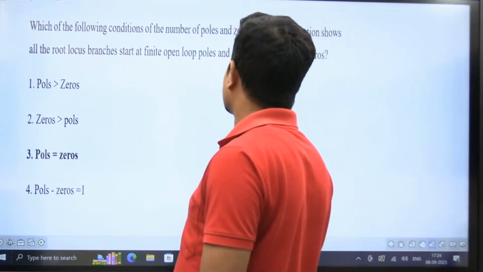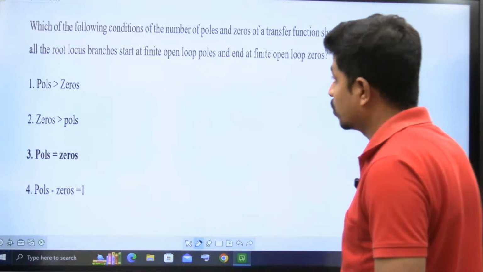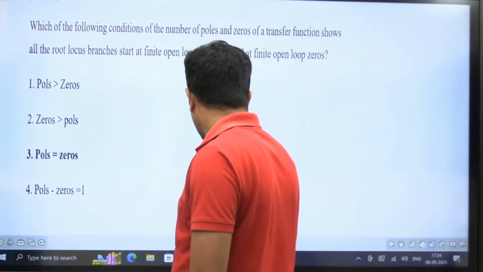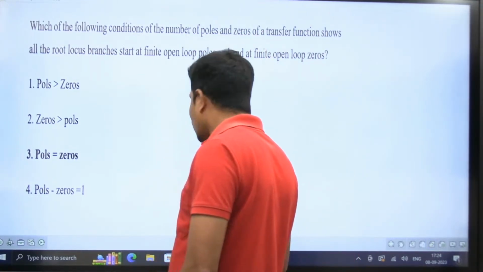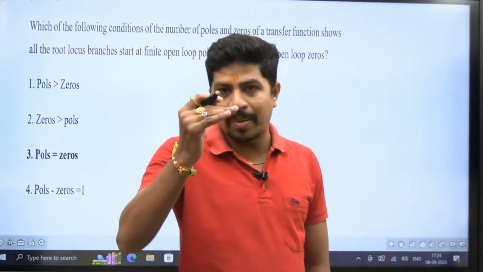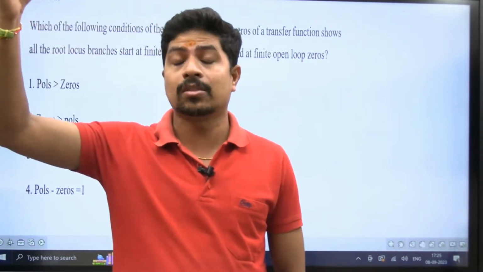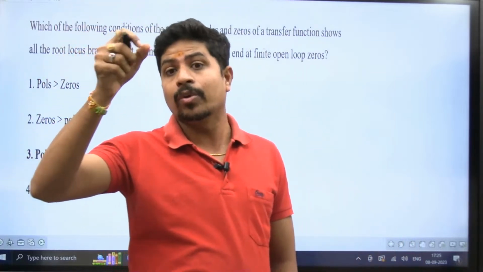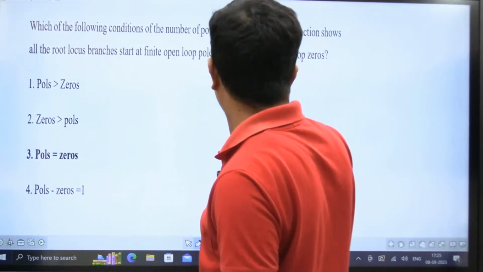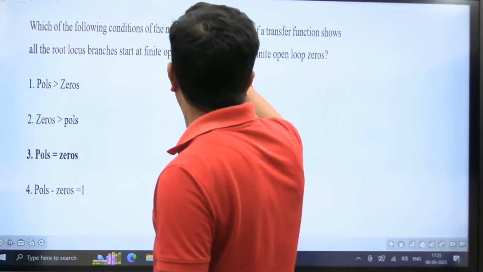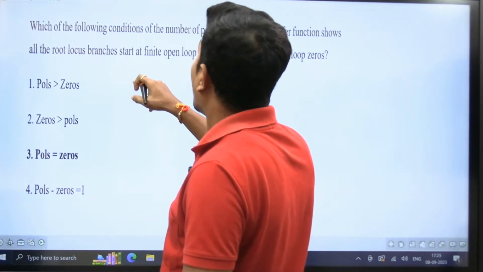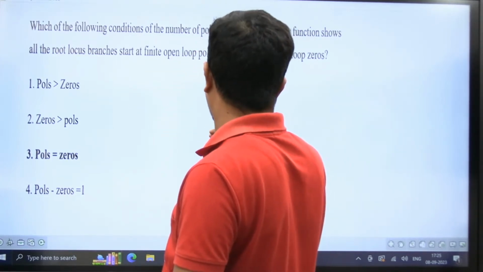Which of the following conditions of the number of poles and zeros of a transfer function? All the root locus branches start at finite open loop poles and end at finite open loop zeros. We all know that the number of branches of root locus is equal to the number of poles or zeros, whichever is greater. Some branches of root locus will approach infinity, depending on the difference between the number of poles and zeros.